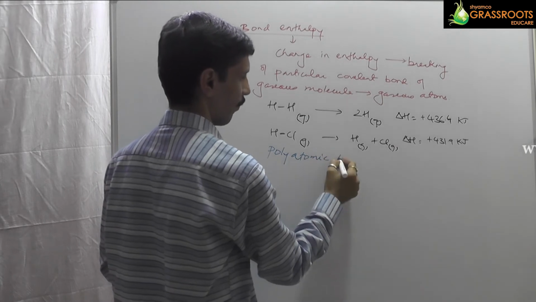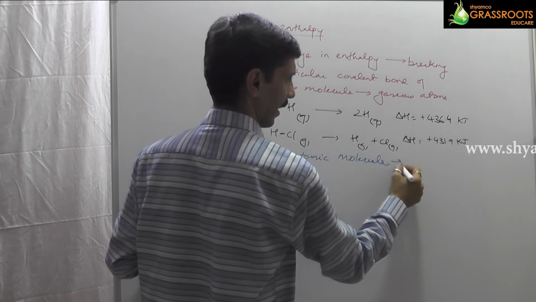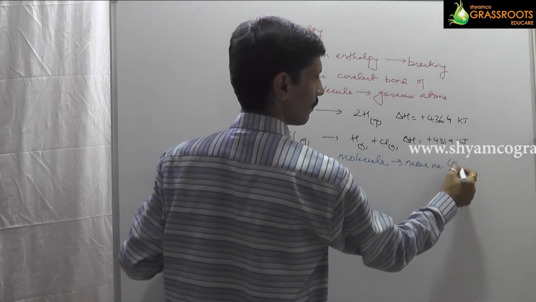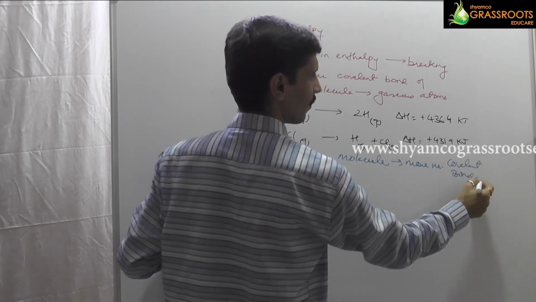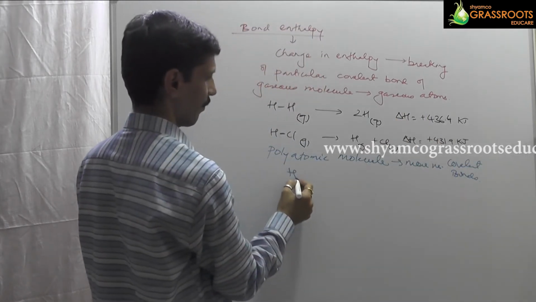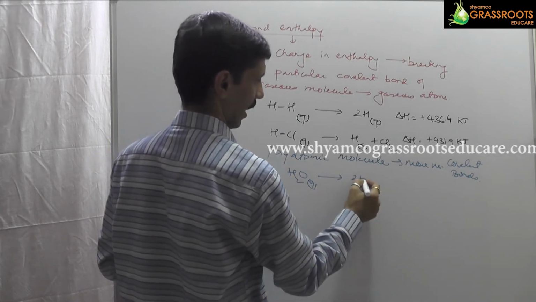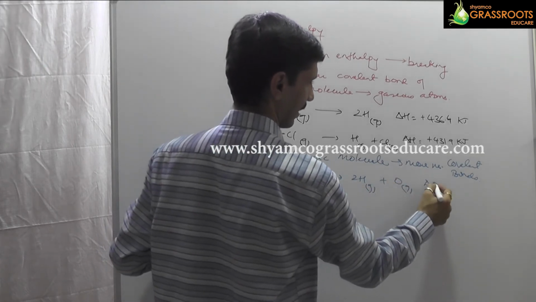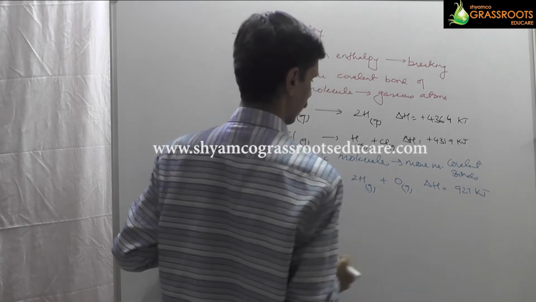क्या बात करेंगे हम लोग? Polyatomic molecules, where there are more number of covalent bonds. मैं आपको example देता हूं. Simplest example is water, H2O gas. Dissociate this. I get 2H in the gaseous state plus oxygen in the gaseous state, and the delta H value for this is 927 kilojoules.